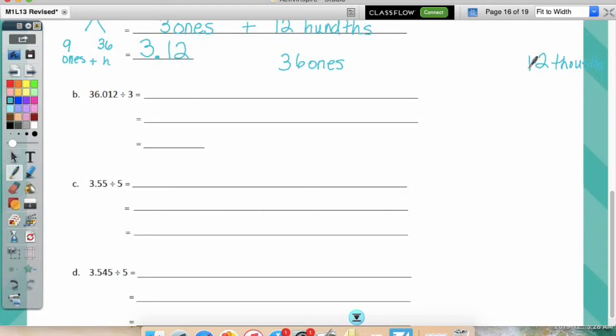So what's 36 divided by 3? We just did it. Isaac told us. 12. What's 12 divided by 3? 4. Okay, that's what we put in the parentheses. We're making 2 division problems. What are we dividing by? The divisor did not change, did it? Nope. So we've got 36 ones and 12 thousandths.